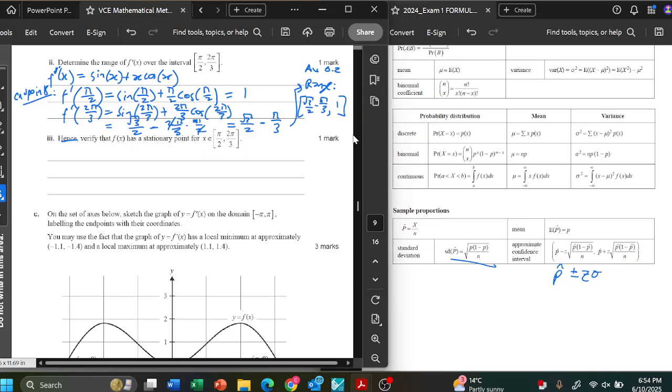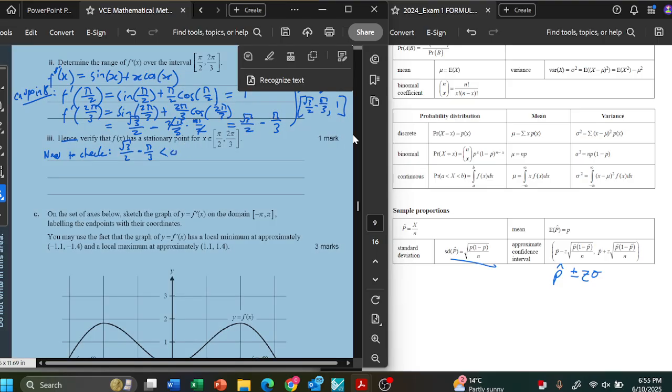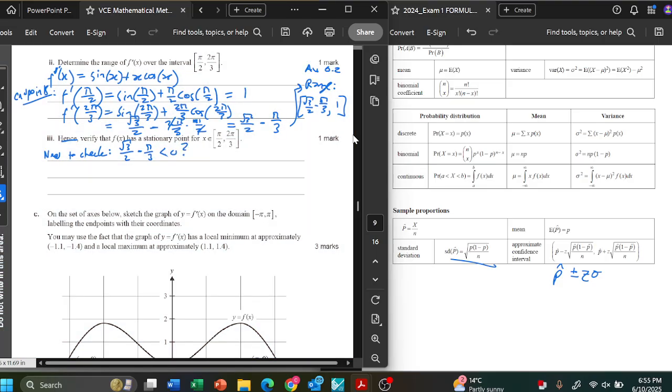So the question we're asking here is, what we need to check is: is root 3 on 2 minus pi on 3 less than 0? Because if it is, then we know that 1 is positive. We've got a value on one side that's positive and one side that's negative, so 0 must be somewhere in the middle. This is one of those rules that we looked at early on in the textbook. So let's just go ahead and do that.